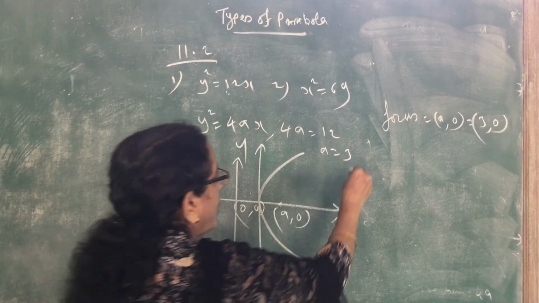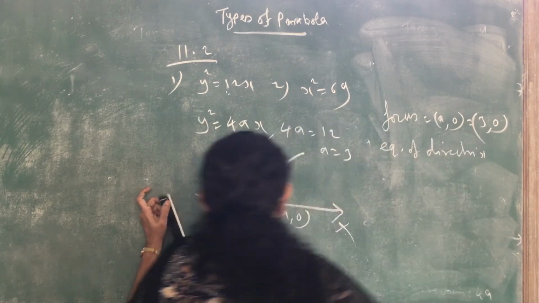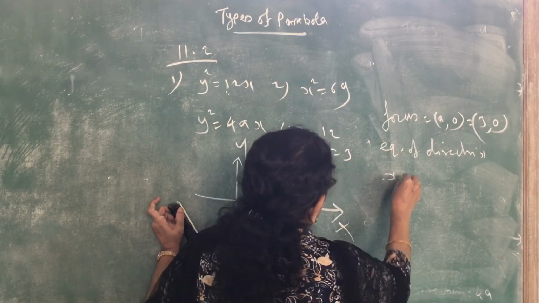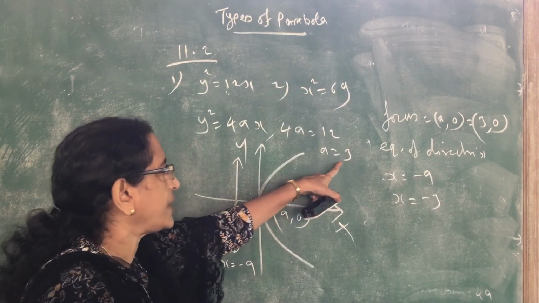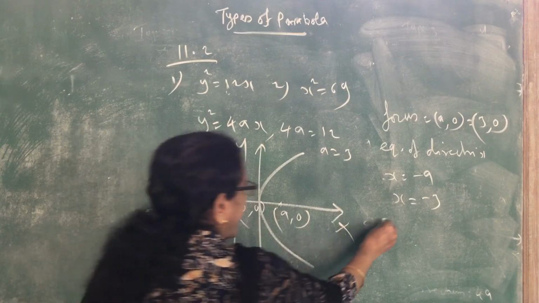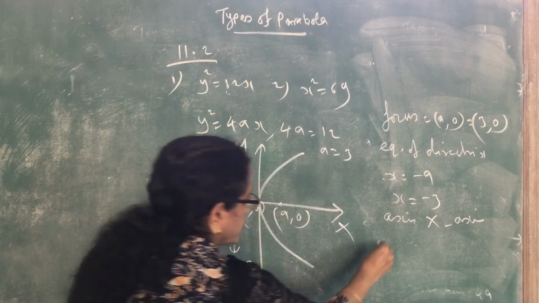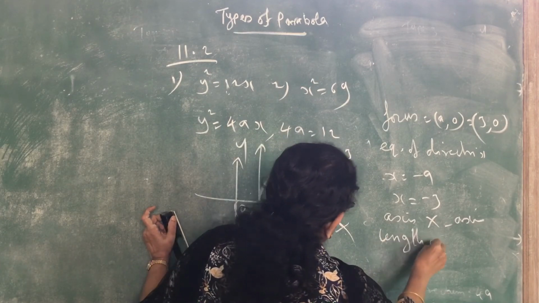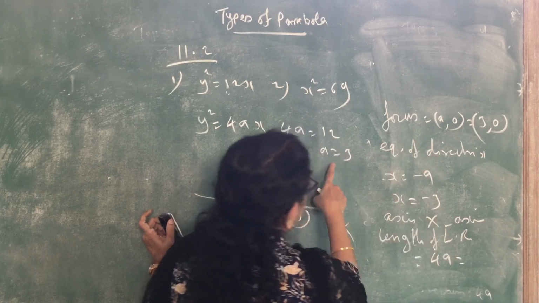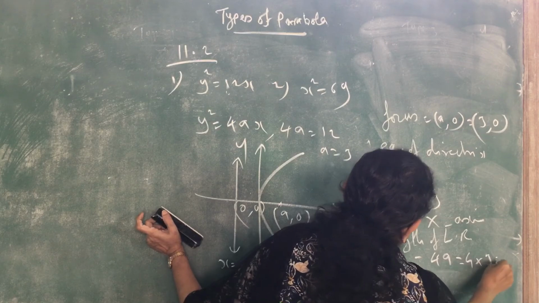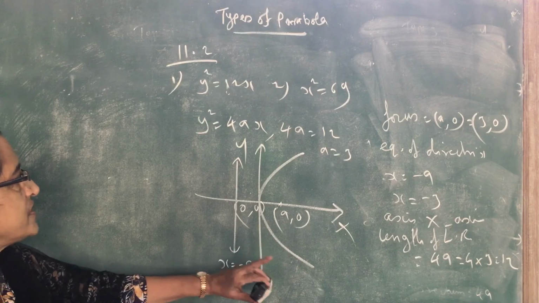Then the equation of the directrix is x equal to minus a, that is x equal to negative 3, since a equals 3. Then the axis is the x-axis. Then the length of the latus rectum is 4a, and a is 3, so 4 into 3 equals 12. So we got the length of the latus rectum as 12. So we got all these things.